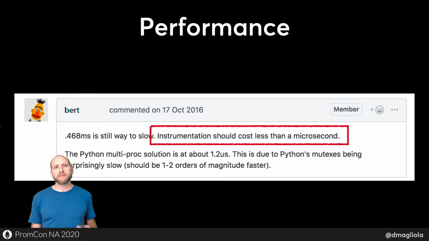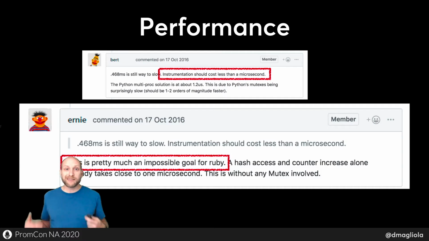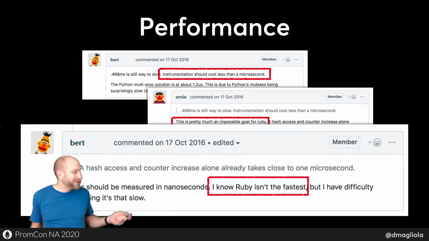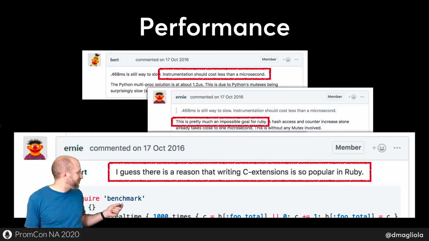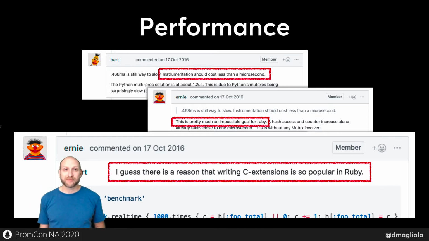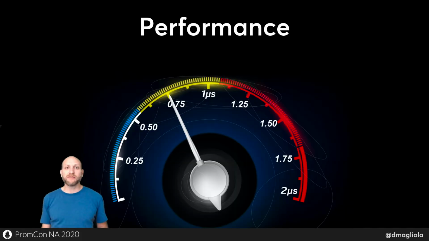One of the maintainers said basically that incrementing a counter should take less than a microsecond, which prompted an interesting discussion of whether this could even be done in Ruby, with comments including, "Surely Ruby can't be that slow." And my favorite ever, "I guess there's a reason people like writing C extensions?" So whatever we did to solve this had to be fast, and we had an actual target.